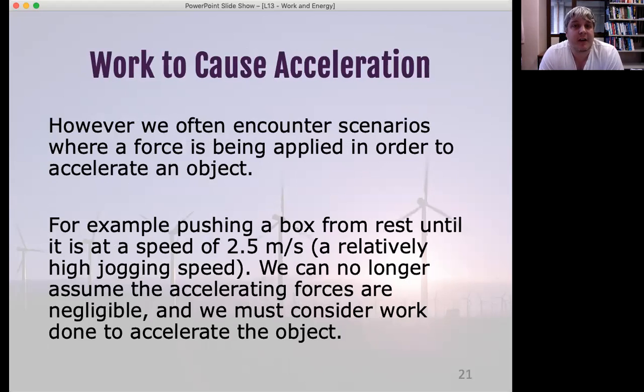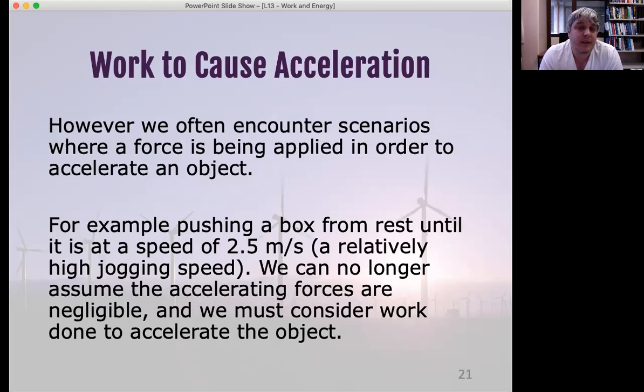However, we often encounter scenarios where a force is causing an object to accelerate. Just about everything involving falling is going to involve acceleration, because the acceleration due to gravity is 9.8 meters per second squared until you reach terminal velocity. So just about every example of falling is going to involve acceleration. But of course, we can also accelerate things in other scenarios, like pushing a box from rest until it reaches a speed of 2.5 meters per second, which is a relatively high jogging speed, but certainly easily attainable.